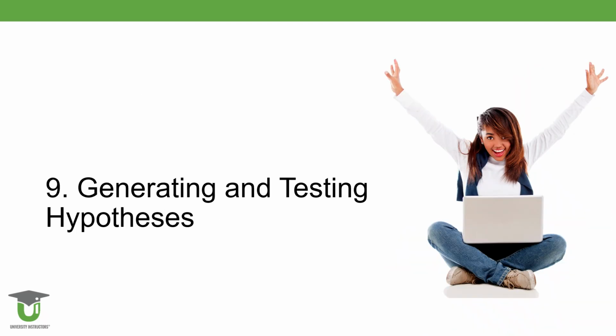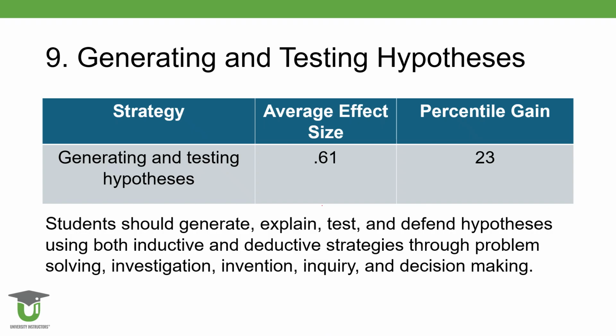Our final strategy of Marzano's 9 high-yield strategies is generating and testing hypotheses. Marzano's strategy of generating and testing hypotheses engages students in active learning by asking them to predict outcomes, propose explanations, or make educated guesses, and then test those ideas. This approach fosters critical thinking, analytical reasoning, and problem-solving skills.